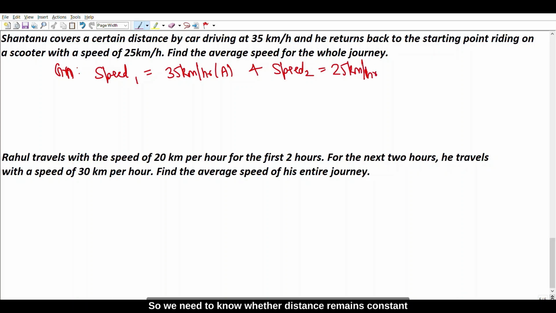So we need to know whether distance remains constant or time remains constant as per the concept. When we read the question, we find that Shantanu covers a certain distance at 35 km per hour and he returns back to the starting point. Whenever you move from source to destination and you return from the destination to the starting point, the distance remains the same in both the cases.